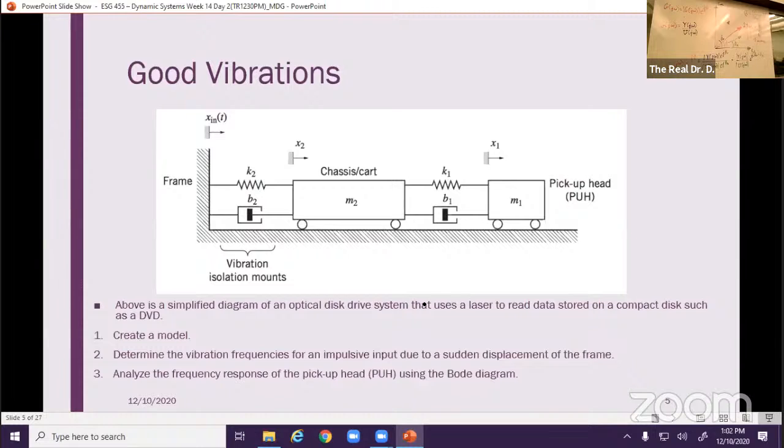So this system has a chassis card. The way that it works, similar to a record player, right? You start your record player towards the center, and as we go, it expands outwards. DVD, CD player, same deal, except that we do it with laser instead of an actual needle. And what it does is this chassis moves outward and will position the pickup head, which has the laser in it, where it needs to be to read the information off the disk. Okay? That's what's going on. So we obviously want to minimize any vibrations that happen here, right? We talked about this.